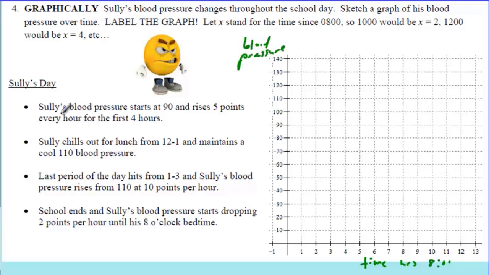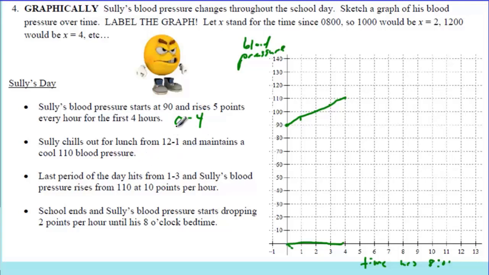So let's just graph it as we read it. You could write a piecewise function for this, but Sully's blood pressure starts at 90. So at 8 o'clock in the morning, he's got a 90 blood pressure. He's chilling, he just woke up, he's happy, everything's good. It rises 5 points every hour for the first 4 hours. So it goes up to 95 the first hour, then 100, then 105. We hit the first 4, and then it gets to 110. So for these first 4 hours, it's going up this nice linear function right here. So our domain is just 0 to 4 in this case. So this takes care of 0 to 4. Awesome. How about what's next?